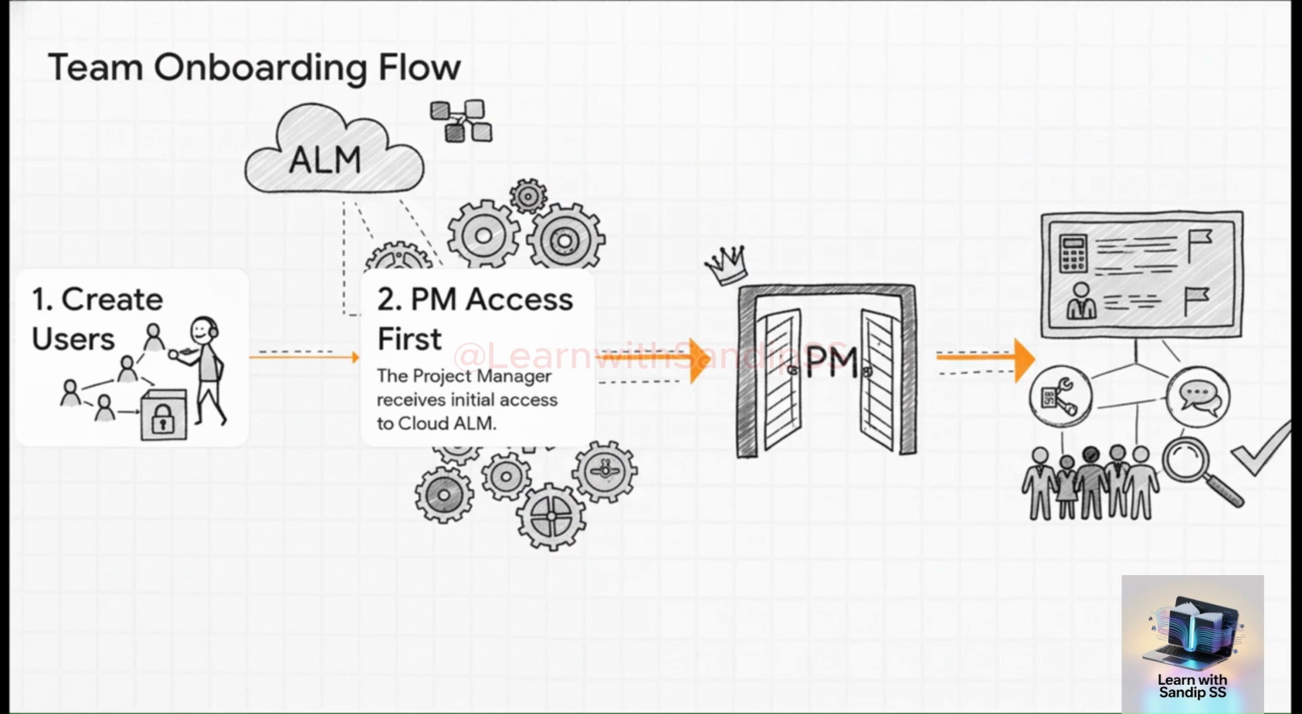Now, the order of operations here is so important. The IT contact creates the accounts, yes, but you, the project manager, have to get access first. And you might be asking, why does that matter so much? Well, it's because it lets you go in and set up all the custom roles for your team, like a special role just for the line of business experts, before they even log in for the first time. Getting in there first gives you all the control.